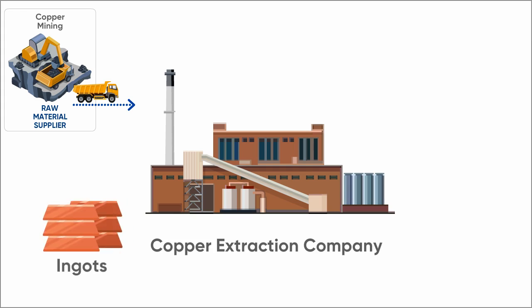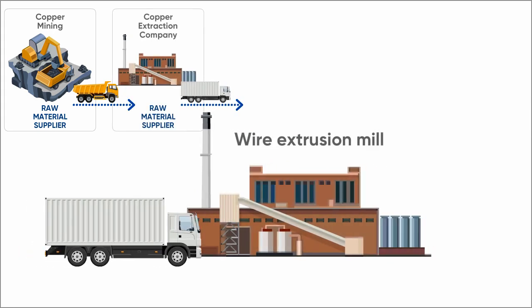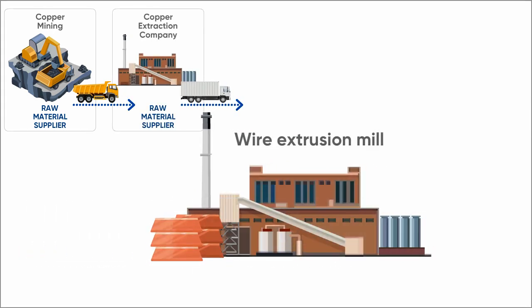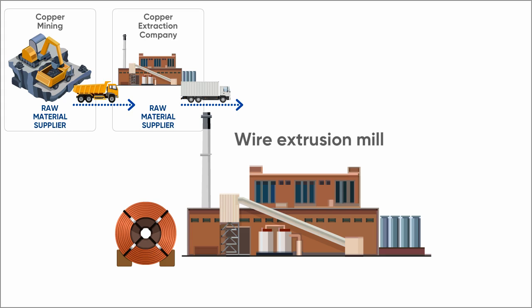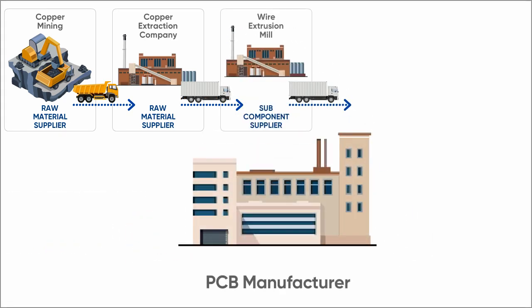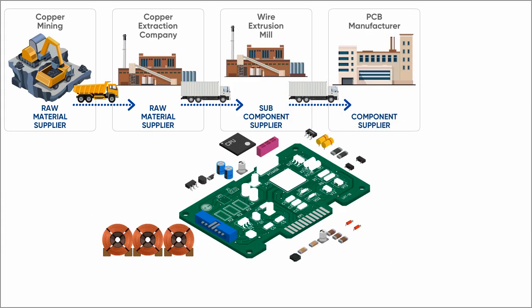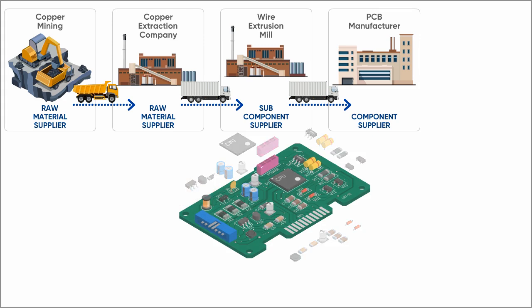called ingots. These ingots were then transported to a copper wire factory, where they were formed into copper wire, using a process called extrusion. The copper wire was then transported to the PCB manufacturing company, where it joined many other parts, called subcomponents. Those were embedded onto PCBs in a manufacturing process.